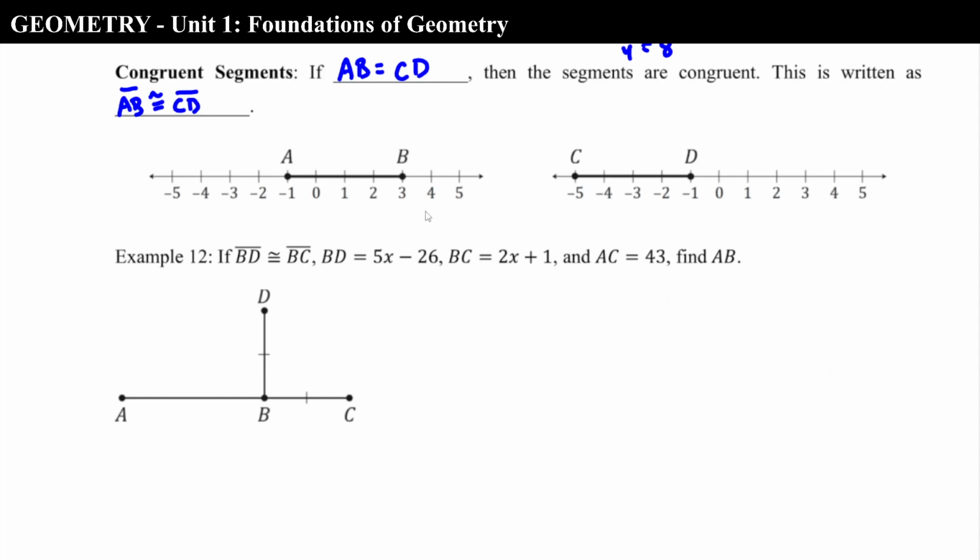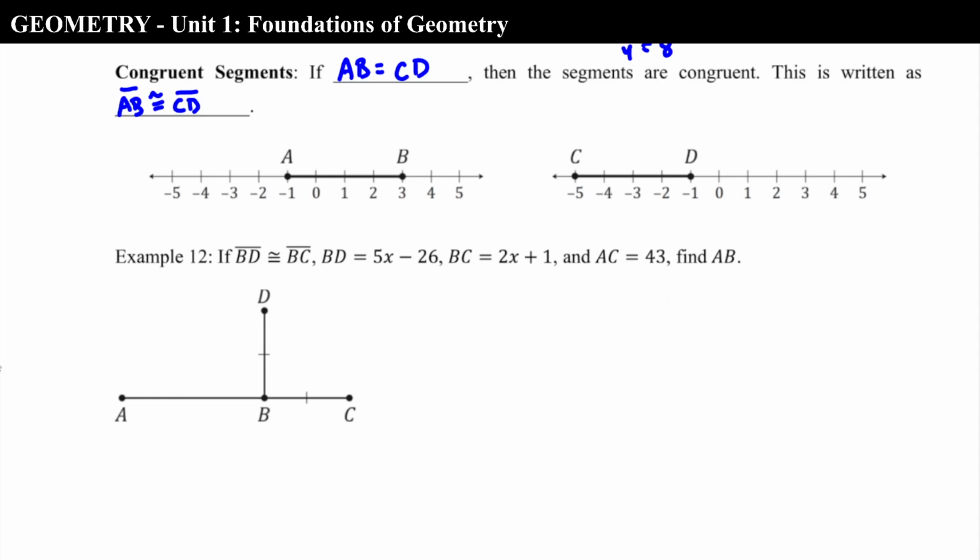So you see an example of that on these two number lines. The length of AB is 1, 2, 3, 4. The length of CD is 1, 2, 3, 4. They are in different places along the number line, but they are congruent. They are the same length. If you were to put them on top of each other, they would fit perfectly. So therefore they are congruent.